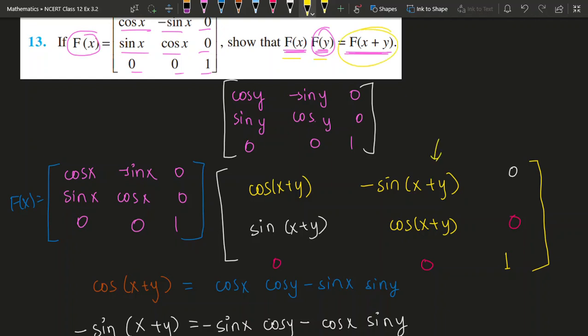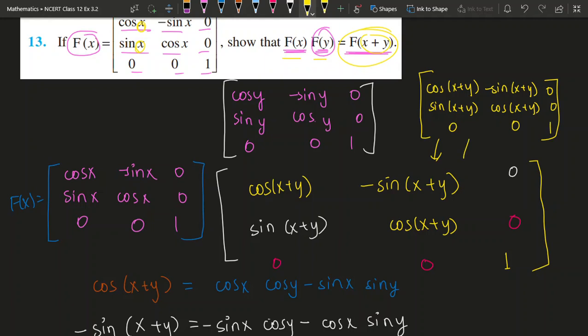Let's write down the right hand side. So in the right hand side, instead of writing x's here, you are just going to write x plus y. So cos of x becomes cos of x plus y, minus sine x becomes minus sine of x plus y, 0 just remains 0, sine of x becomes sine of x plus y, cos of x becomes cos of x plus y, 0 again remains 0, 0, 0, 1. And now these two matrices are equal. So you have shown that the product of the two matrices denoted by fx and fy is equal to the matrix denoted by fx plus y.